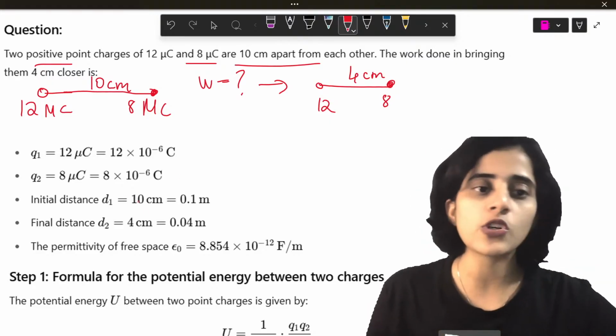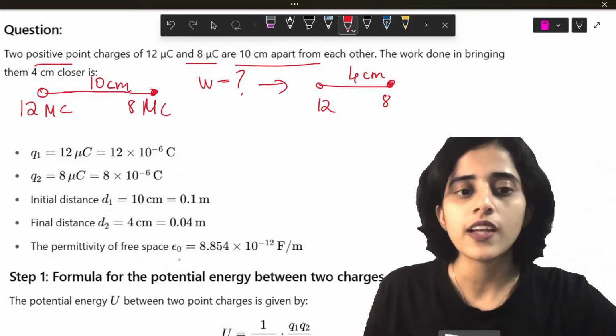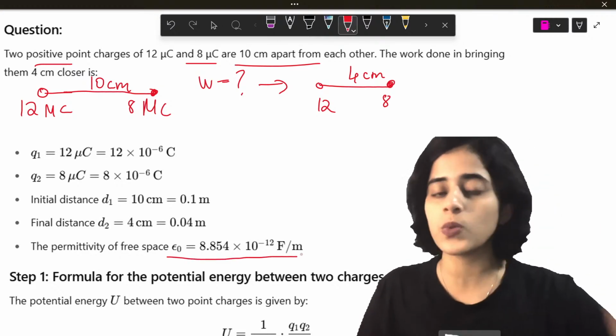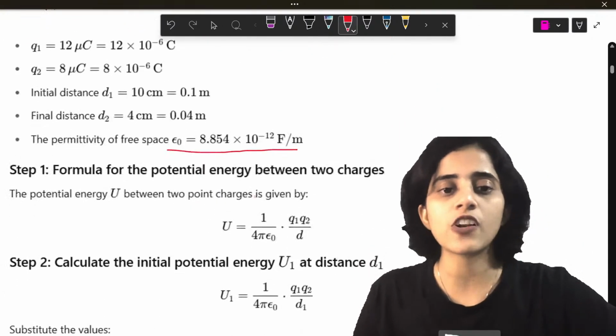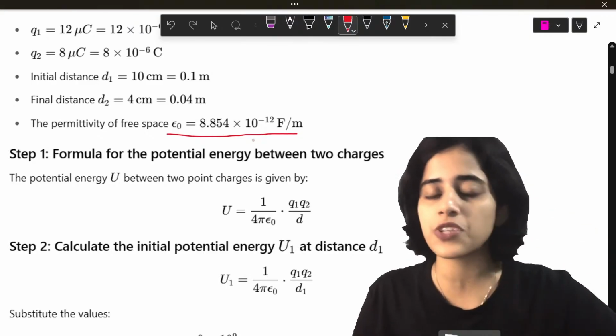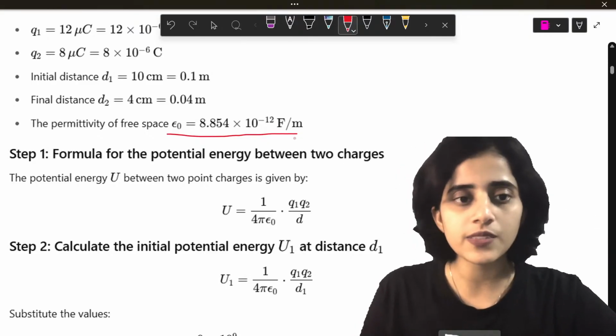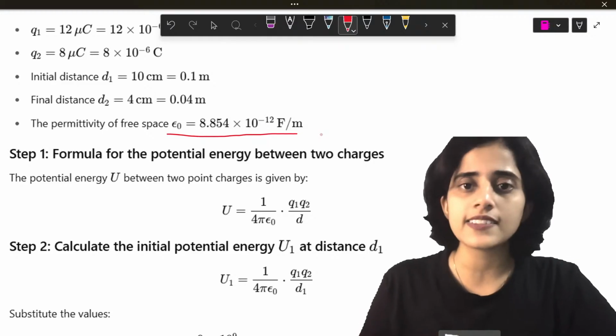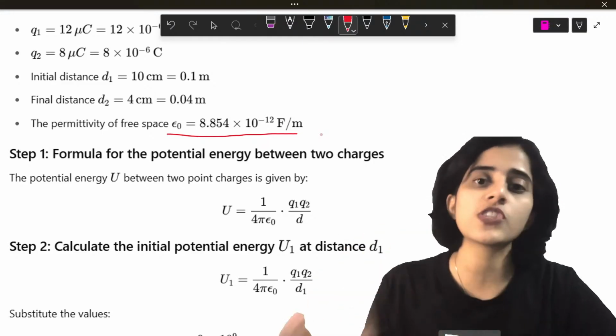Yes? Okay. So, in this question, you will also need to know the value of epsilon 0, which I want all of you to learn by heart. Epsilon 0 is 8.85 into 10 raised to minus 12. Alright? So, we've already learned that work done and potential energy is the same.